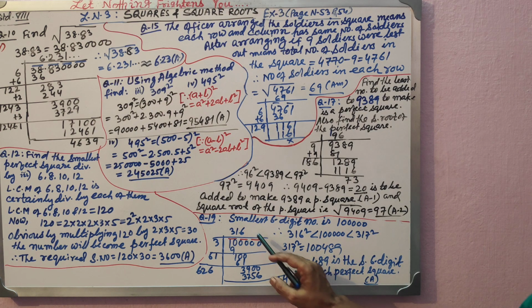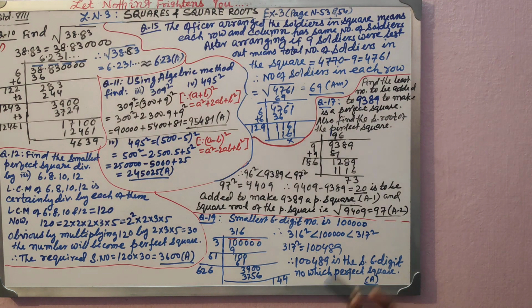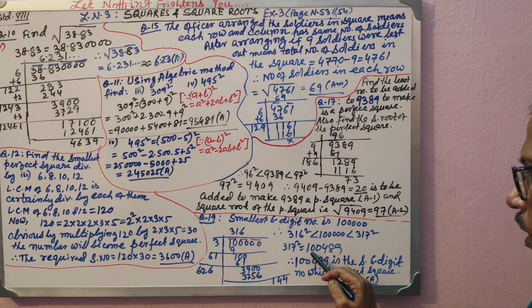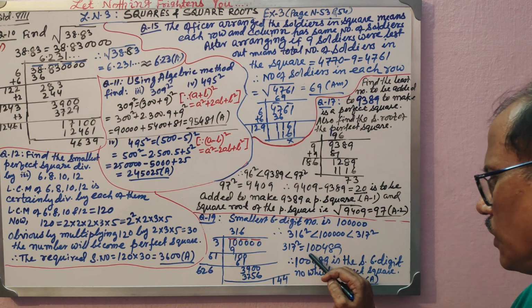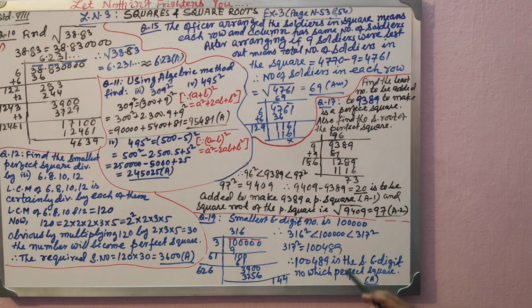So you have found the quotient is 316, so the next number is 317. The square value of 317 will be 100489, which is the smallest 6-digit number that is a perfect square. This is the smallest 6-digit number which is a perfect square.